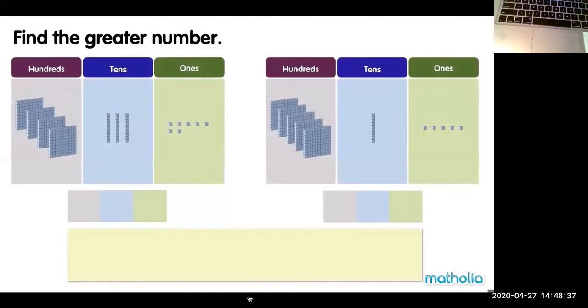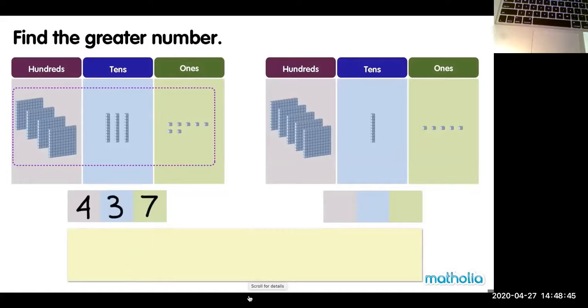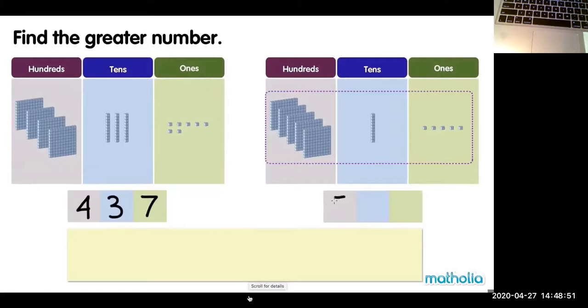Find the greater number. In this set, there are 4 hundreds, 3 tens, and 7 ones. There are 437 blocks. In this set, there are 5 hundreds, 1 ten, and 5 ones. There are 515 blocks. To compare the numbers, we compare the digits in the hundreds place.